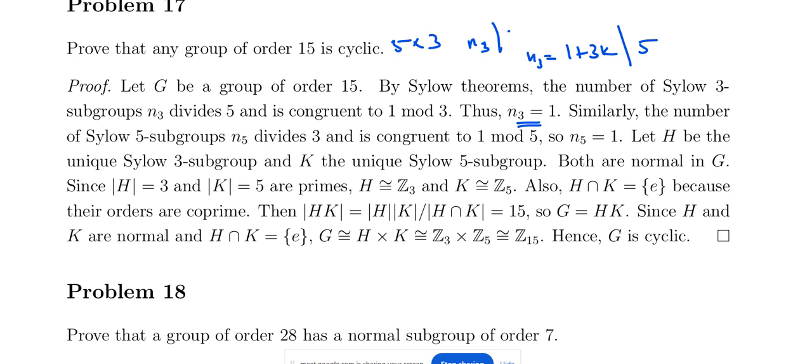Because their orders are coprime, the order of HK equals order of H times order of K divided by order of H intersection K, which equals 15. So G equals HK. Since H and K are normal and H intersection K equals e, G is isomorphic to H cross K, that is Z3 cross Z5, that is Z15. So G is cyclic. This is a different type of proof. For order of G equal to pq, we can say it is cyclic with this.